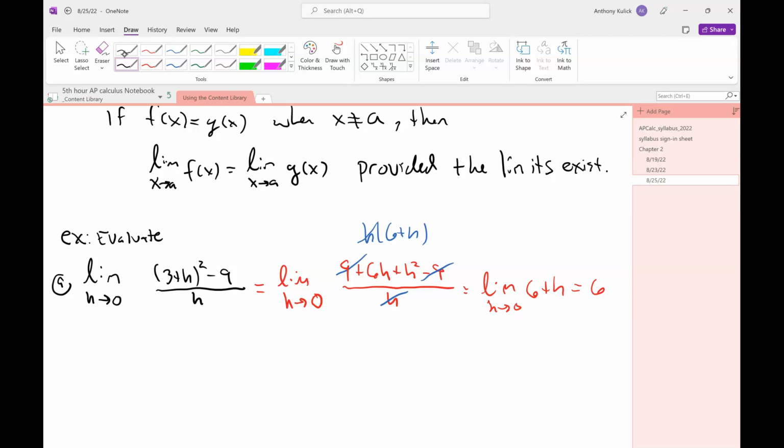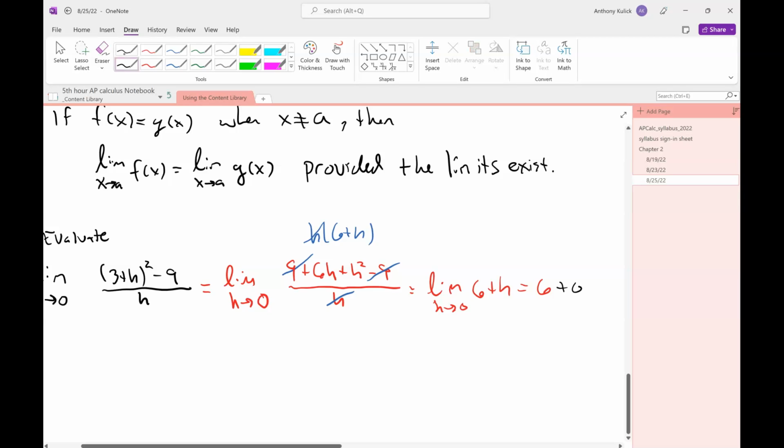Even though this was a rational function, the problem was we were trying to use direct substitution on a value that's not inside the domain. That's why we couldn't use the direct substitution piece, because we would get a 0 divisor. Mackenzie? Well, 6 plus 0 is 6, right? Okay. Is that okay?